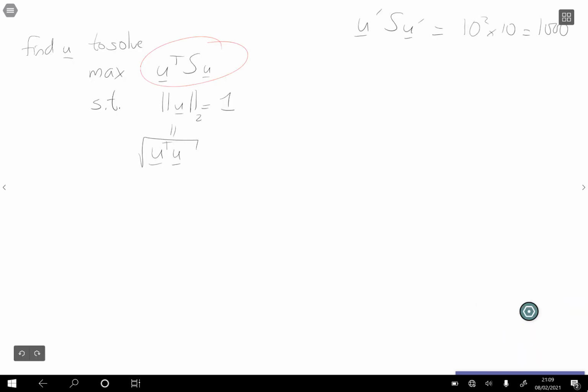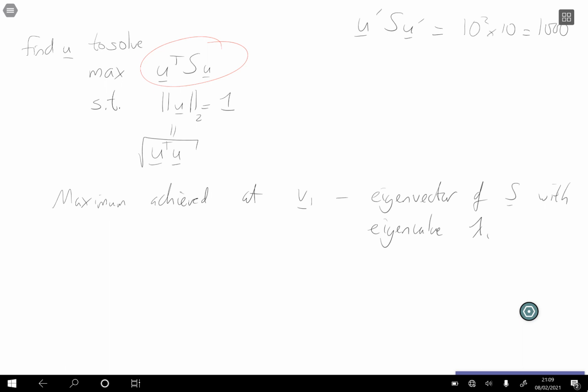So what's the solution to this? Well, we know the solution already. We know from the proposition we saw in the previous chapter that the maximum is achieved at the first eigenvector. So the maximum is achieved at v1, which is the eigenvector of S with eigenvalue lambda 1, the largest eigenvalue.